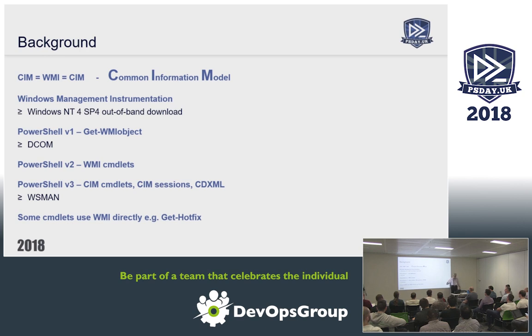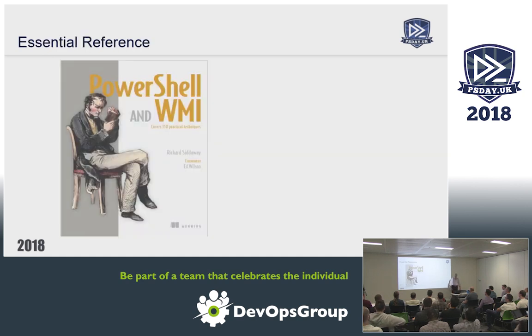The CIM commandlets and CIM sessions, by default, work over WSMan, unless you're working on the local box without using the computer name parameter, in which case they use COM. And there are some commandlets that use WMI directly, like Get-HotFix. Your essential reference for PowerShell and WMI, if you haven't got a copy, please do, because my children still want to eat.